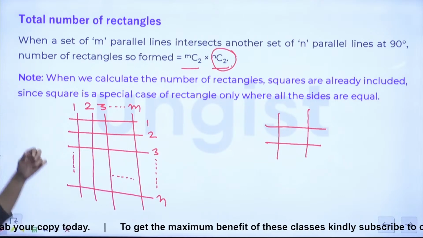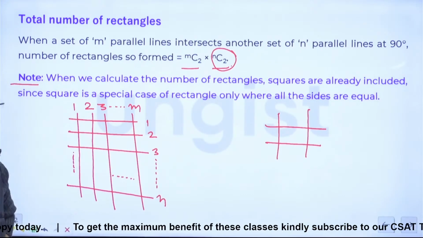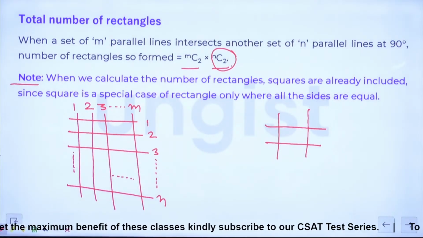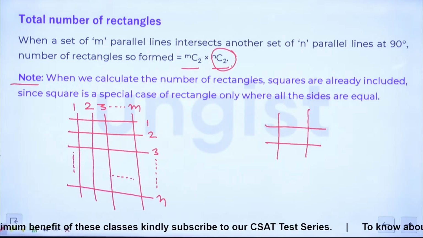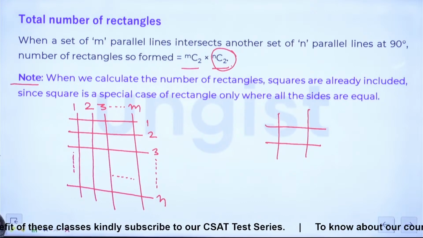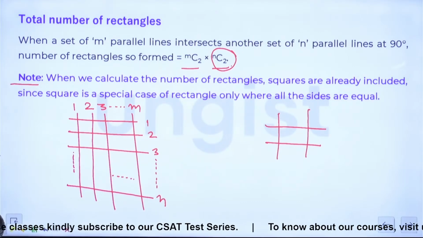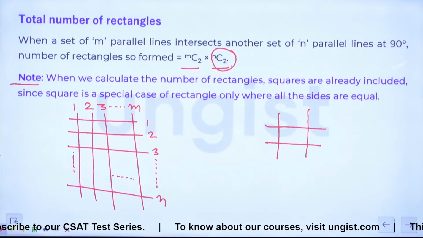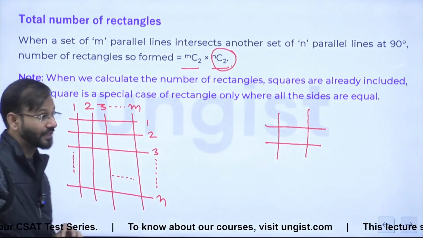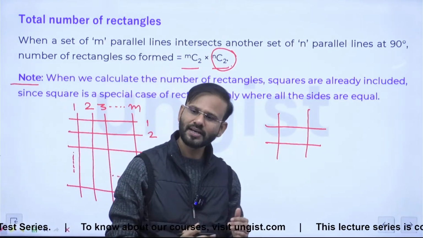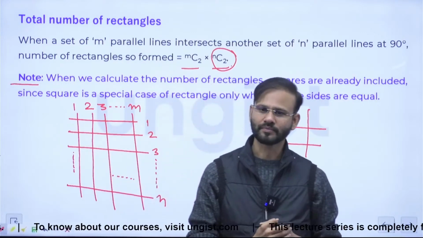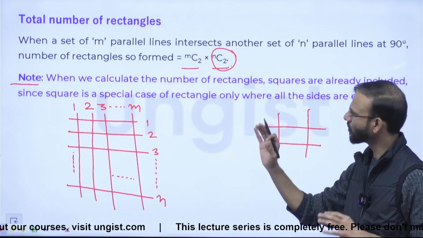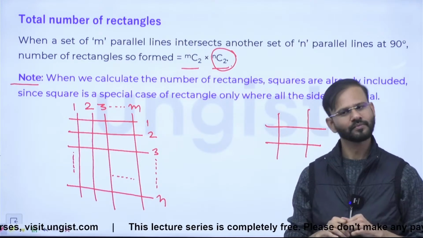Just look at one note which is written over here. The note says, when we calculate the number of rectangles, squares are already included, since a square is a special case of a rectangle where all the sides are equal. Correct?